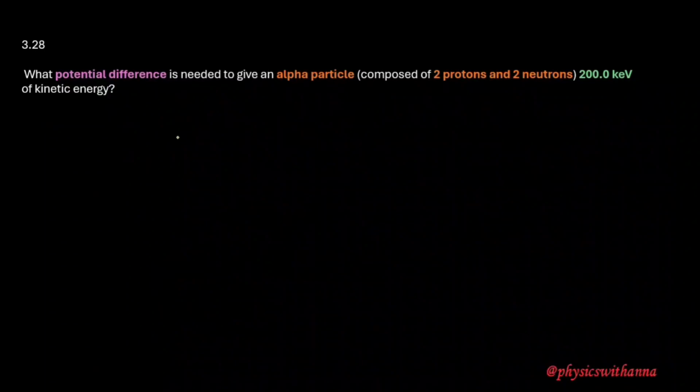Question 3.28. What potential difference is needed to give an alpha particle, composed of two protons and two neutrons, 200 kilo electron volt of kinetic energy? So here in this question you have an alpha particle that has a charge of 2 protons.